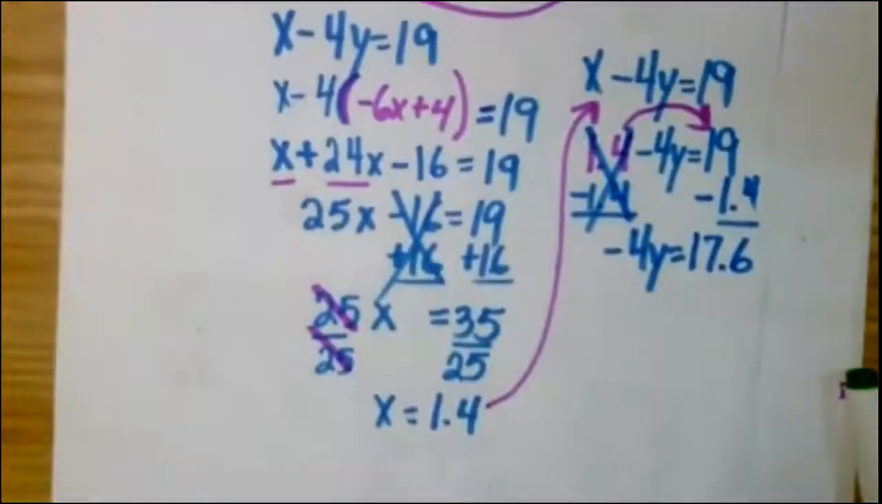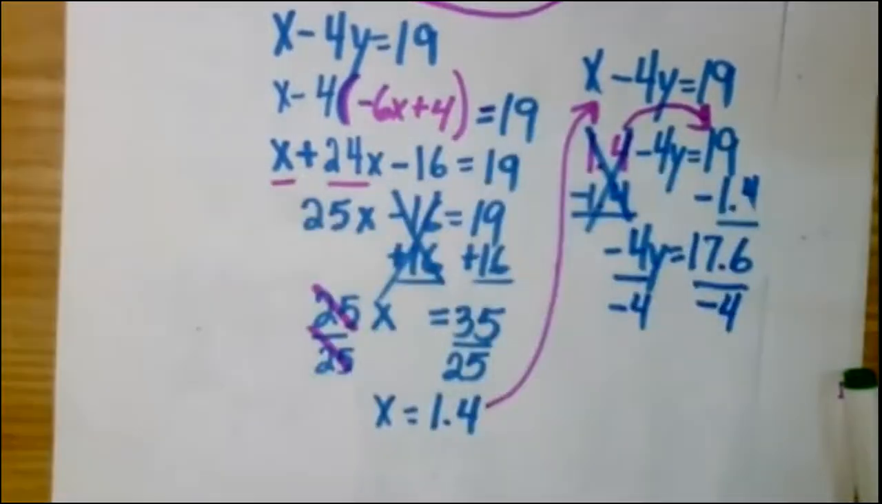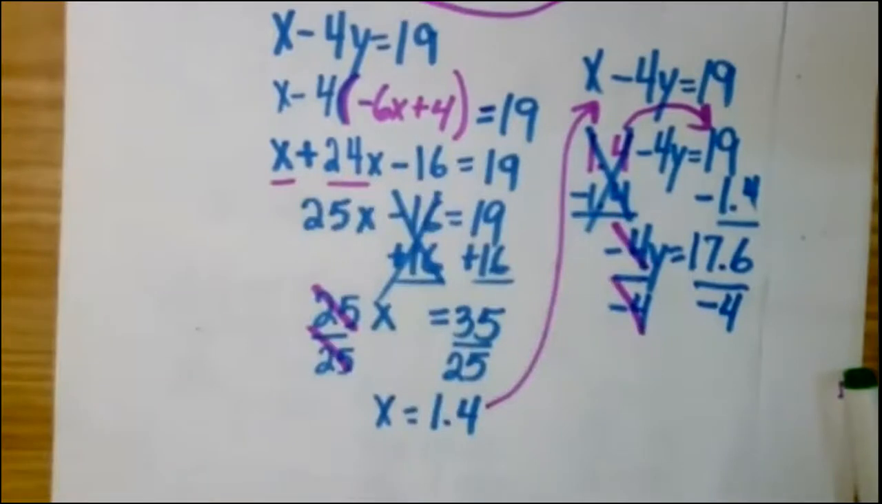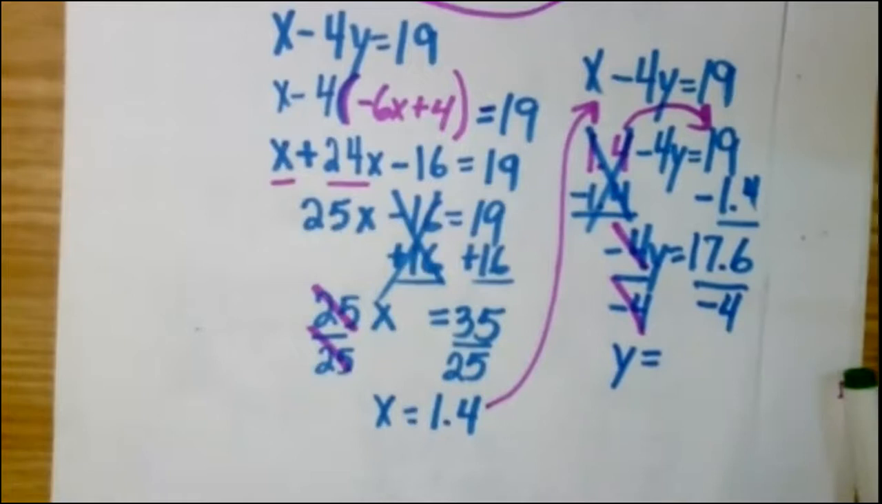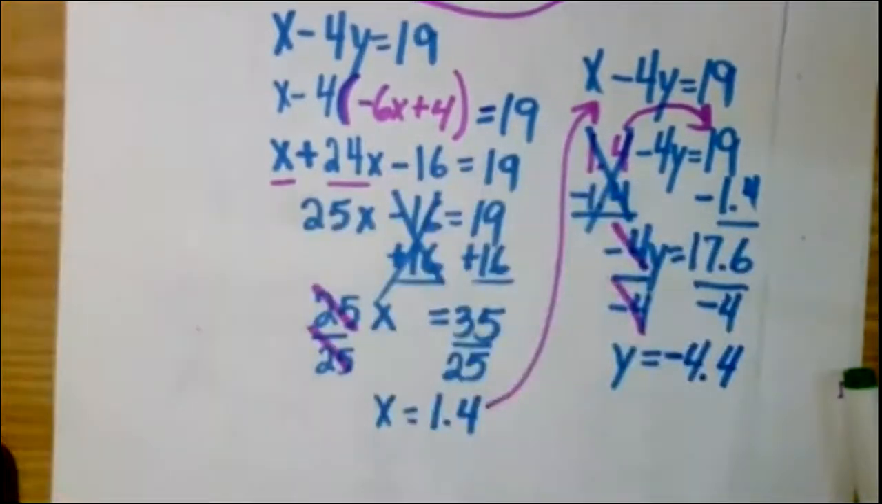17.6. Divide by negative 4 to both sides. Y is equal to 17.6 divided by negative 4. Calculator out. 17.6 divided by negative 4 is negative 4.4. Negative 4.4. That's our Y value.